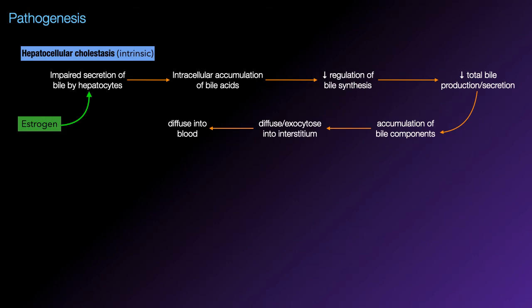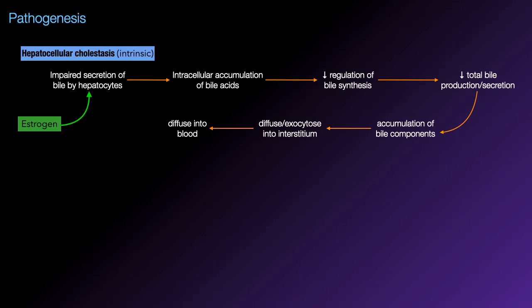So this reduction in bile flow can basically be split into two types: hepatocellular cholestasis, or intrinsic, where for some reason the hepatocytes aren't making enough bile, and obstructive cholestasis, where something physically is blocking the bile flow. So we can call that also extrahepatic.